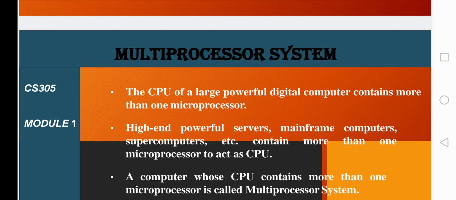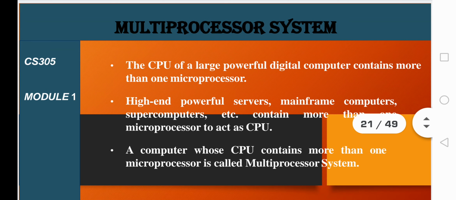So in that aspect we will be using more than one microprocessor in our digital computer, and such a system, which is having more than one microprocessor embedded in the motherboard of the digital computer, is called a multiprocessor system. High-end powerful servers, mainframe computers, supercomputers, etc. are all having more than one microprocessor acting as a CPU. So I hope you understood what a multiprocessor is.